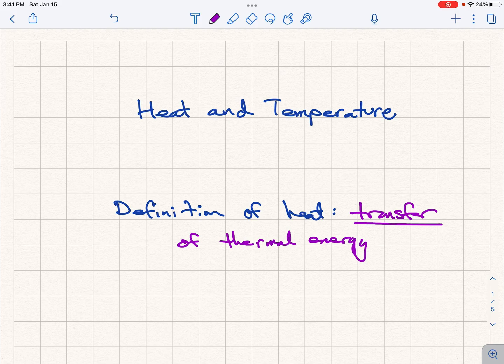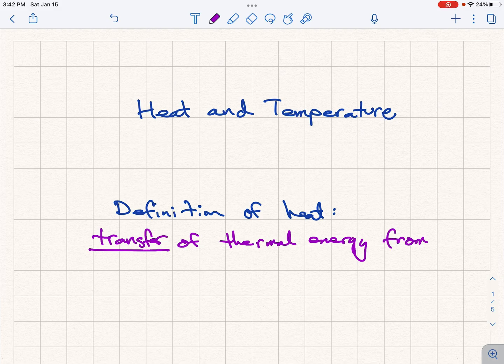Heat is a transfer, I'm just going to keep saying it until it sticks in your head, of thermal energy from a warmer to a cooler substance. Okay?